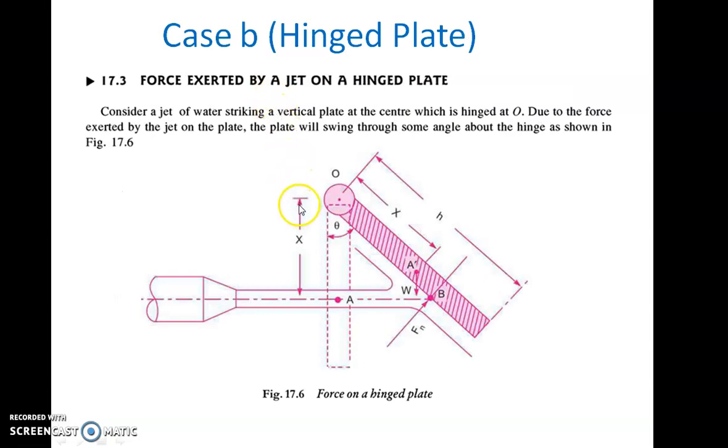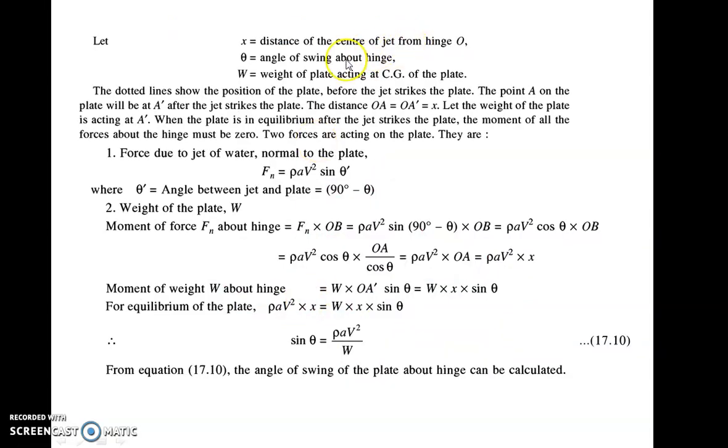Now it is given that x is the distance of the center of jet from the hinge. So x is the distance, which is the same here at the center. OA dash is the same as OA, that is x. And the complete length of the plate is h, vertical. So here x is the distance of the center of jet from the hinge, theta is the angle of swing, W is the weight of the plate.